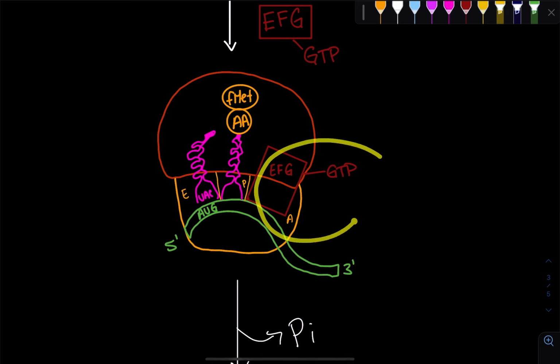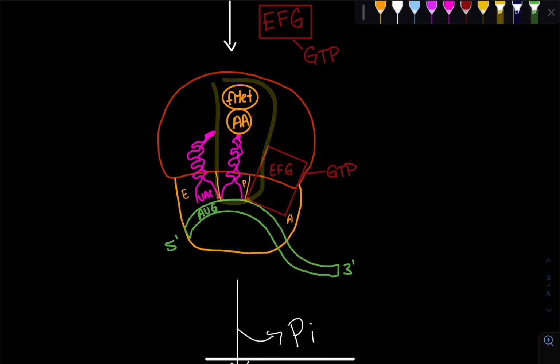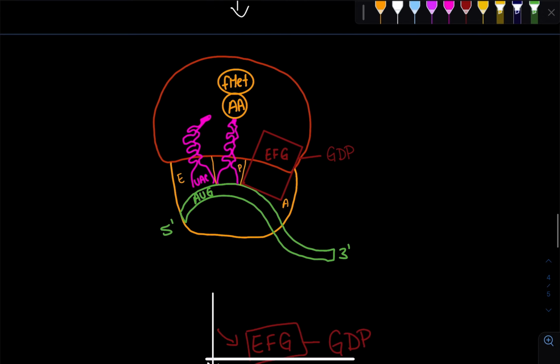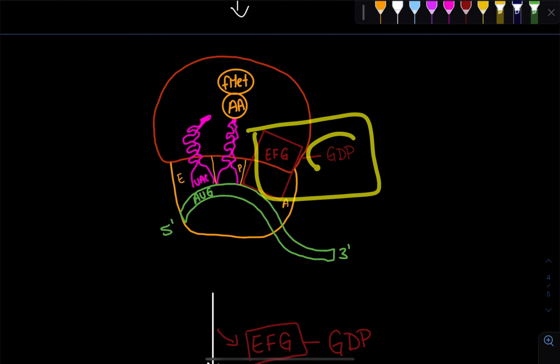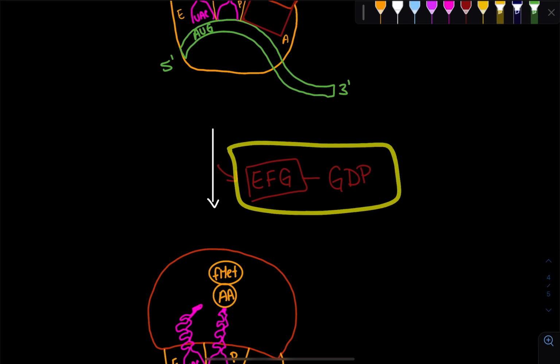When it binds to the A site and we undergo the hydrolysis of this GTP, it will cause a shift in this way. So the tRNA that was in the P site gets moved to the E site, and this peptidyl chain that was in the A site gets moved to the P site. And we can see we underwent the hydrolysis, we lost a phosphate. Now this elongation factor has a GDP bound to it. And we're going to remove that now because we no longer need it.